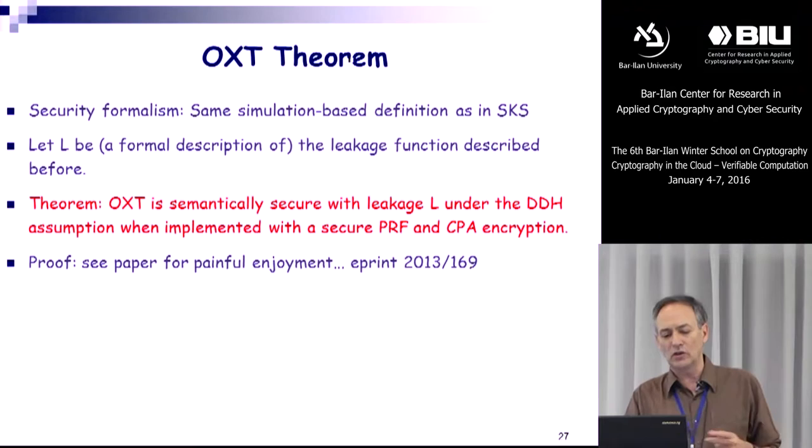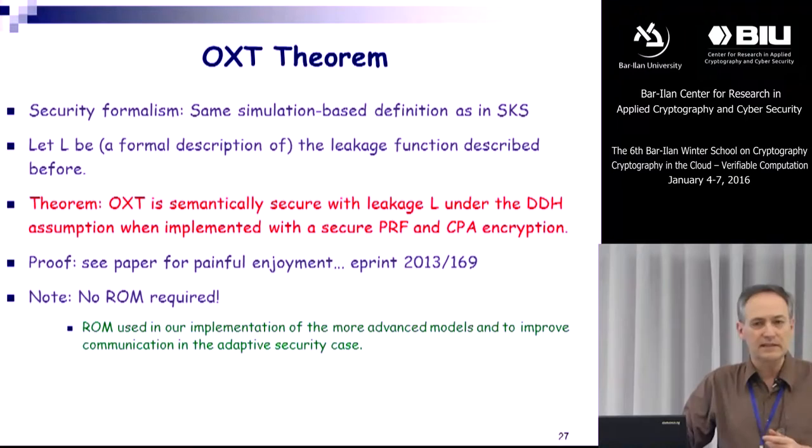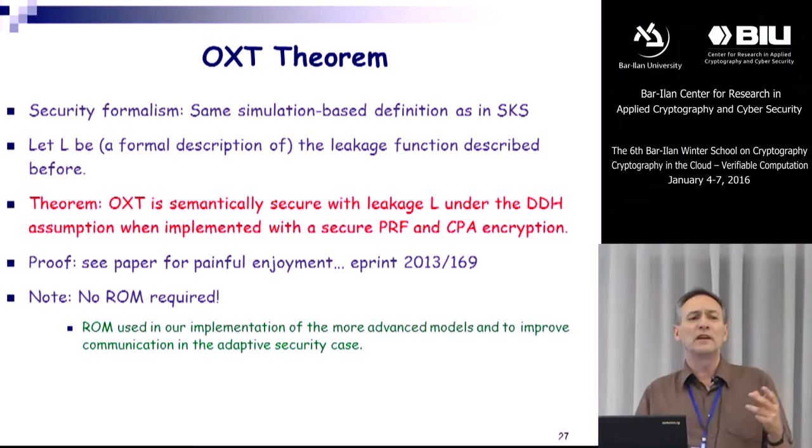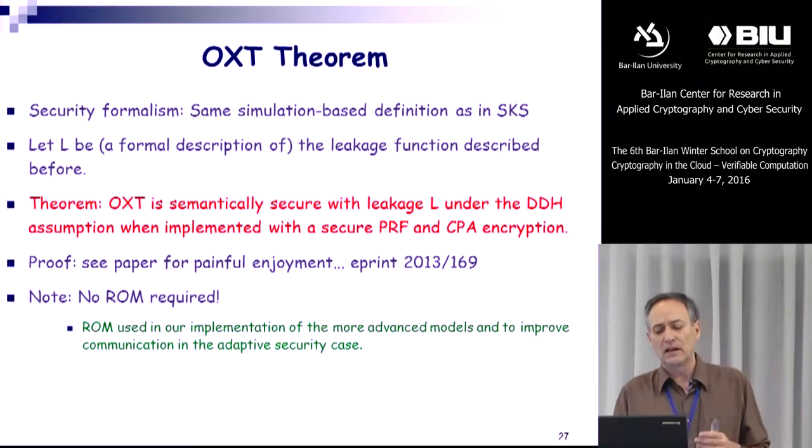But as I said before, there's no need for the random oracle model in this solution. I don't think that is very important, but it's interesting that something that is working hard to be very practical does not require it. When we go to the model with multi-clients, or more precisely, the peer type setting where we hide the queries from the owner of the data, then we need a random oracle.